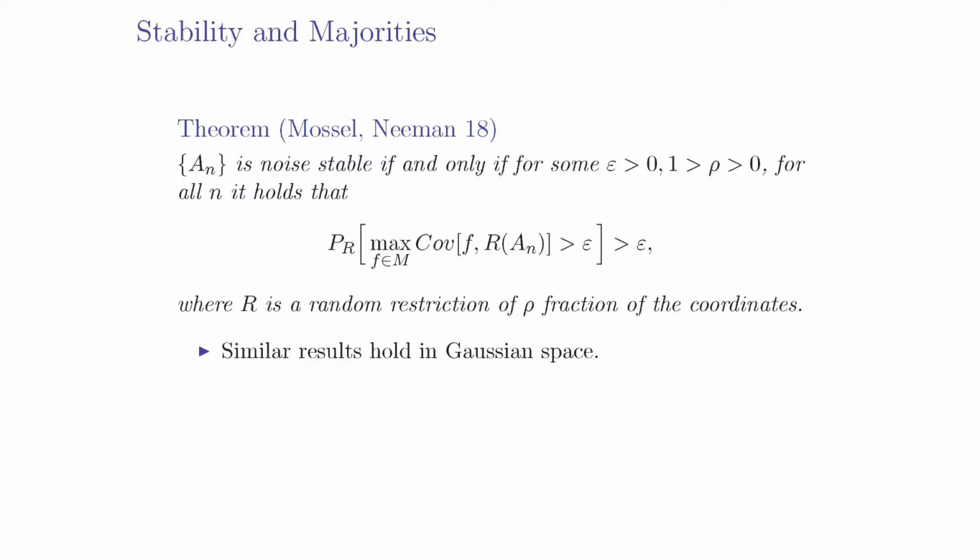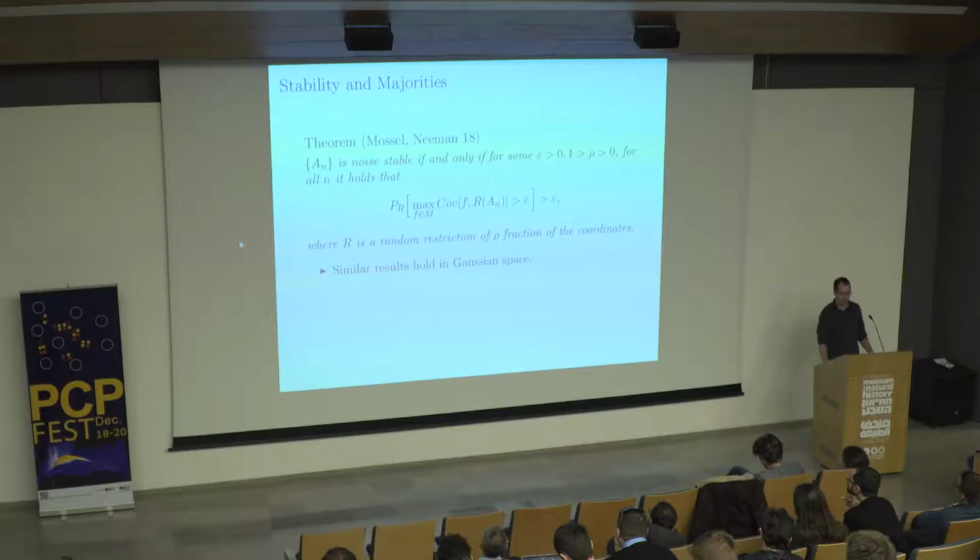Now we are looking at the non-monotone sets. Before, we looked at monotone sets, and for monotone sets we saw that you are stable if and only if you are correlated with majority. Now we're looking at general sets. The collection of sets A_n is noise stable, and this is joint work with John Niemann, if and only if, for some epsilon greater than 0 and rho between 0 and 1, for all n, the following beautiful expression holds.